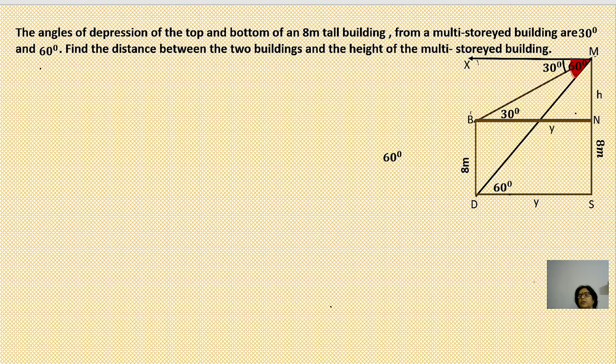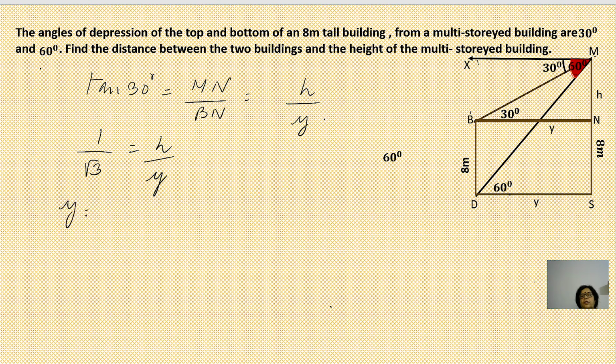So here what we do is tan 30 degrees. Let us take tan 30 degrees from the triangle MBN. So tan 30 degrees will be equal to MN by BN. Now MN is H and BN is Y. Tan 30 is 1 by root 3, which is equal to H upon Y. So Y is equal to H root 3, the first equation that we can generate from here.